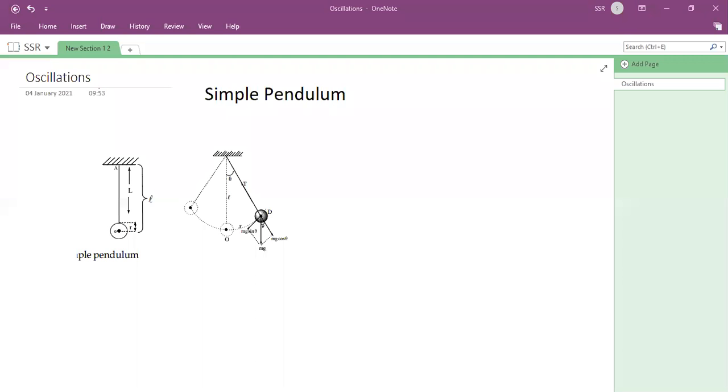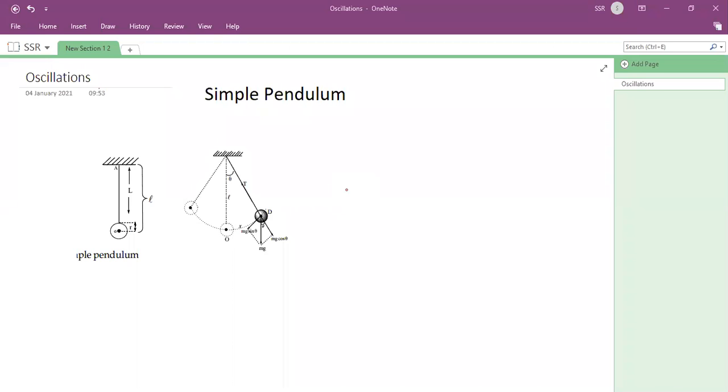Simple pendulum, as part of oscillations. The diagram is also given. Are you able to see the screen? Yes, sir. Right. So first of all, what is a simple pendulum?